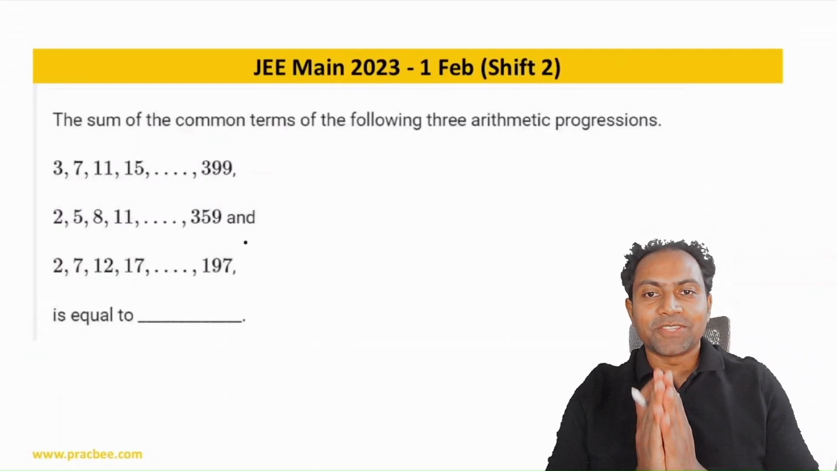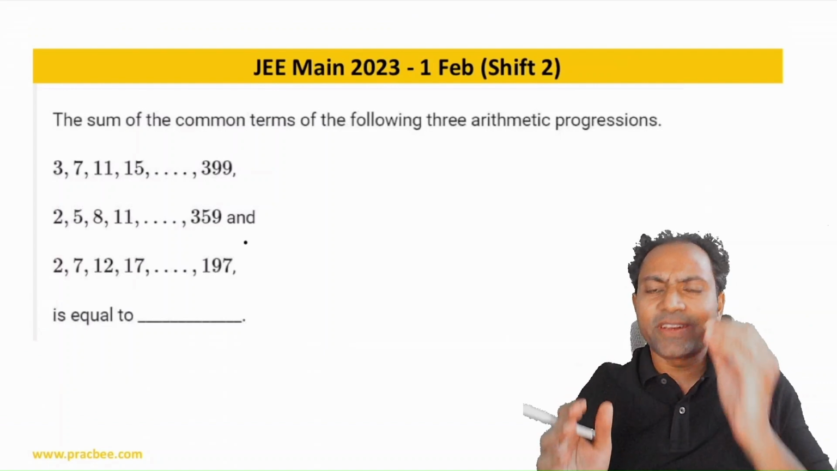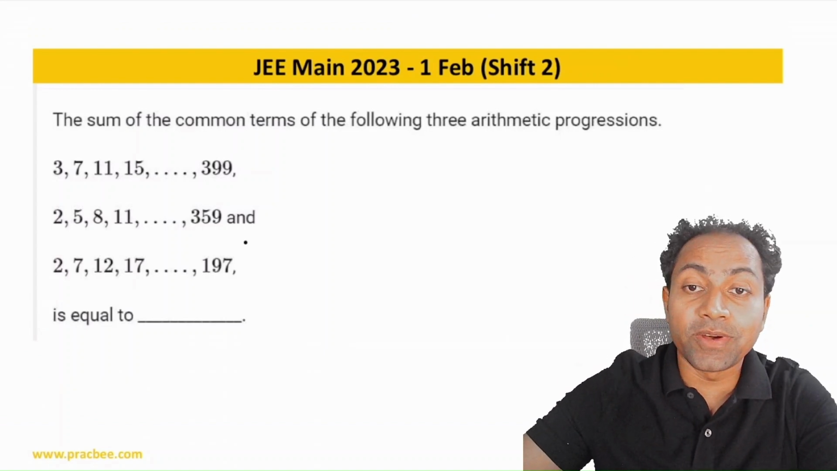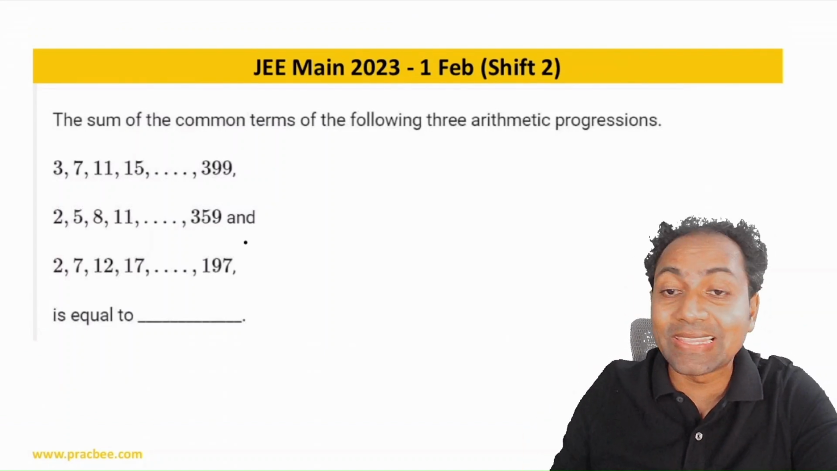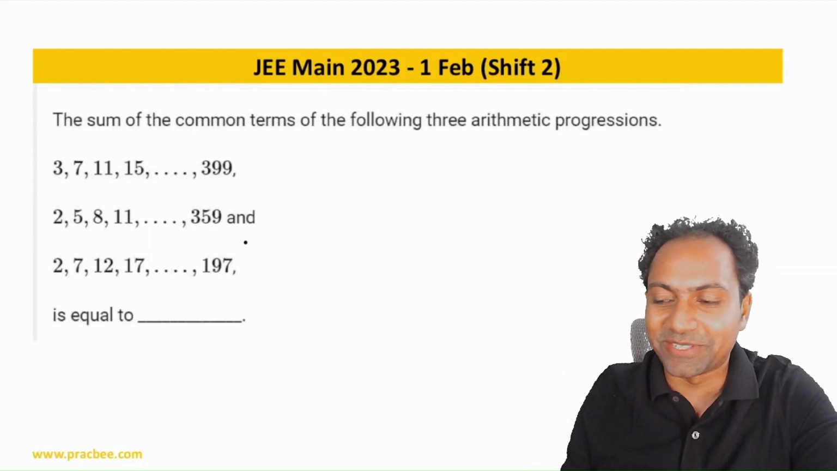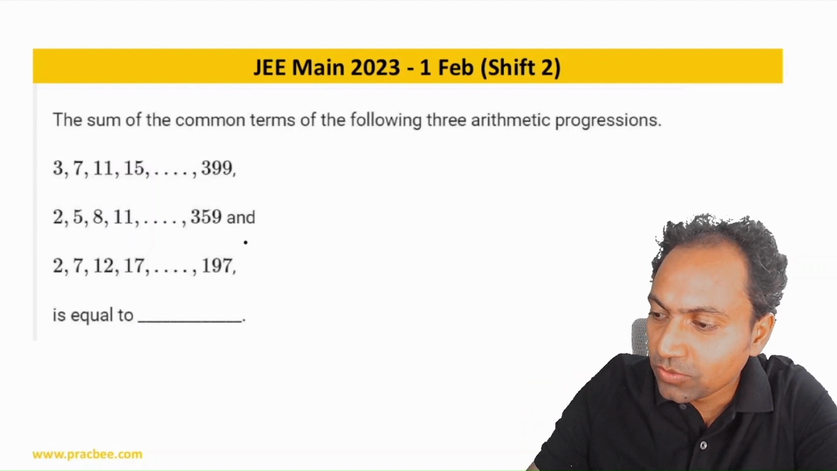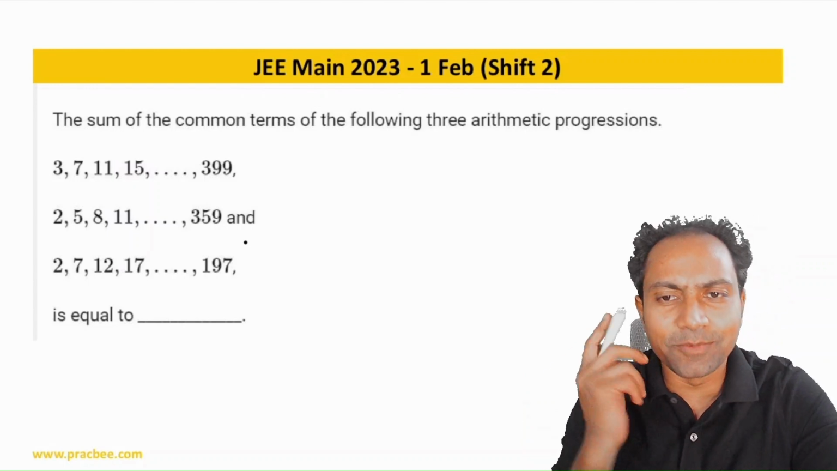Now let us start with this new question. In this new question, very interesting concept they have introduced of common terms is nothing but 3 arithmetic progressions. Now this is very interesting. So what you need to consider here is you need to work a little bit smart.